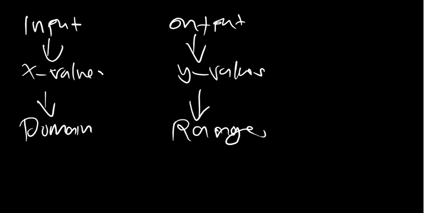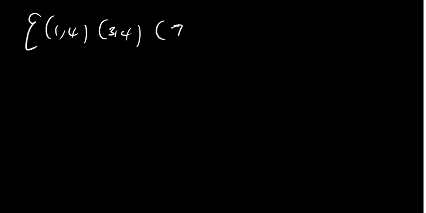Let's say we have got a set of function: (1, 4), then we have (3, 4), let's also have (7, 3). So as you can see, the first part here is our x value. This is y, this is x, this is y, this is x, this is y.